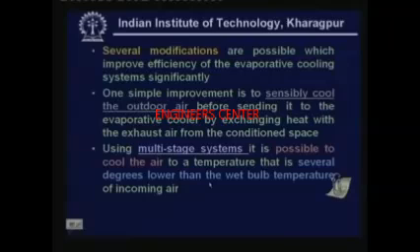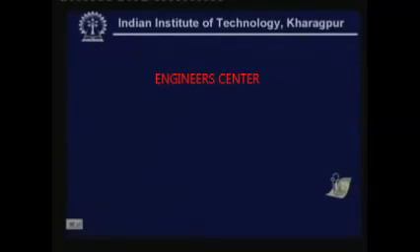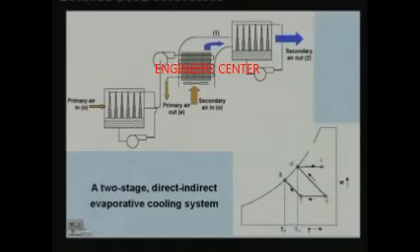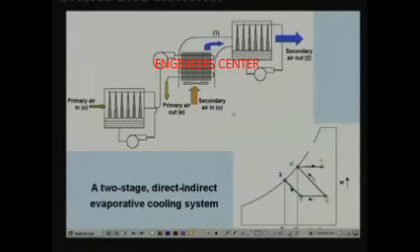One can also use multi-stage systems, and using multi-stage systems it is possible to cool the air to a temperature that is several degrees lower than the wet bulb temperature of incoming air. So, this is an advantage of multi-stage systems. So, let me explain a very simple multi-stage system. Okay, so this shows a simple two-stage direct indirect evaporative cooling system.